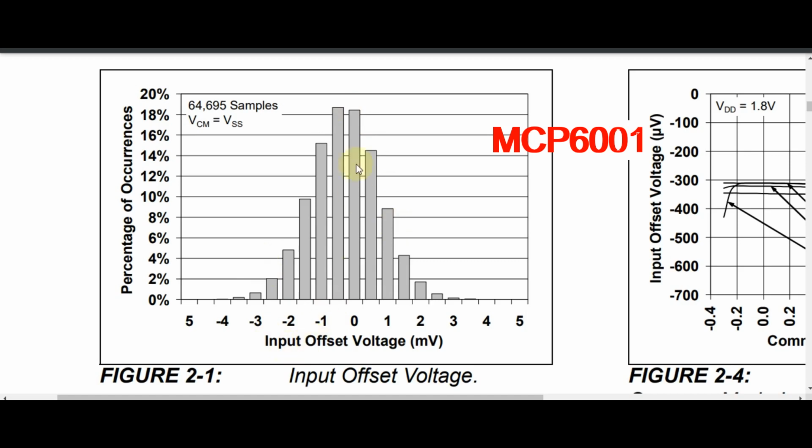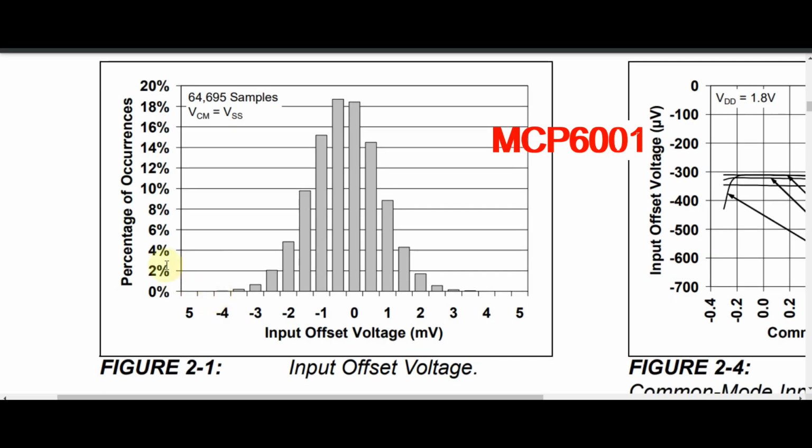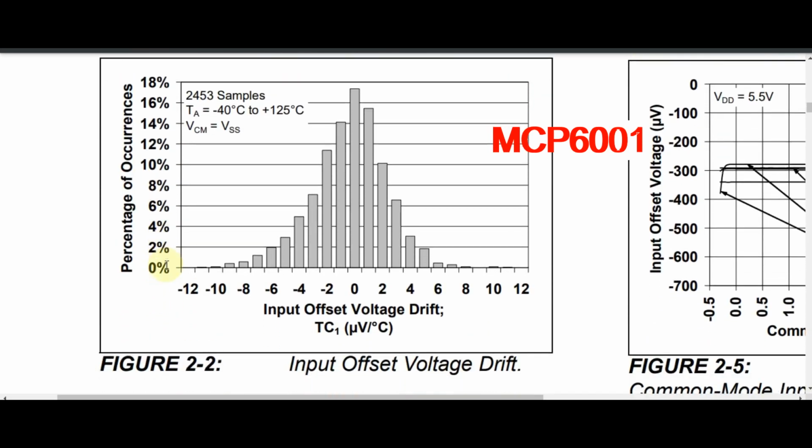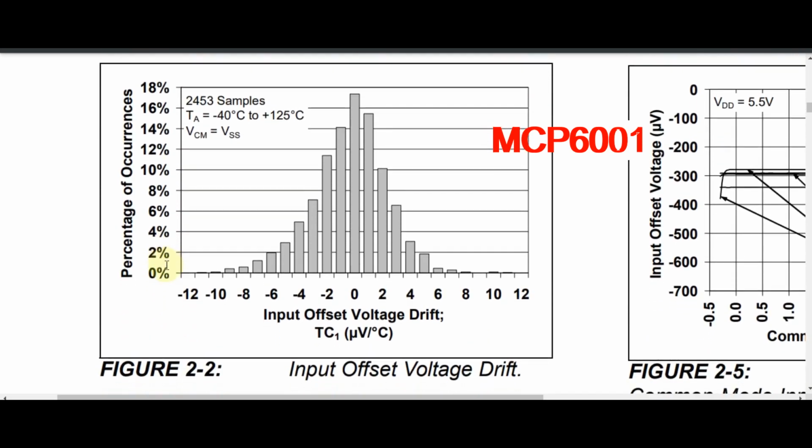You can see one thing here: the offset voltage on your negative side is larger than on your positive side. On the positive side the offset voltage is around plus 3.5, but on the negative side it is minus 4 millivolt. So this is the plot between input offset voltage and percentage of occurrence, and there is another plot they have given of the input offset voltage drift and the percentage of occurrence. This could be a similar plot.